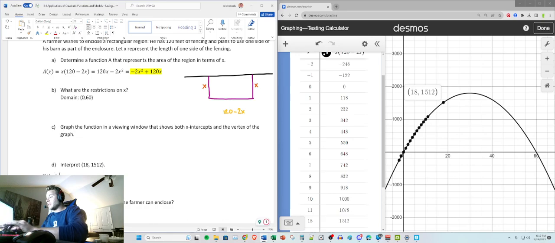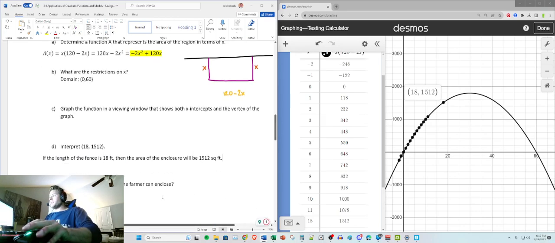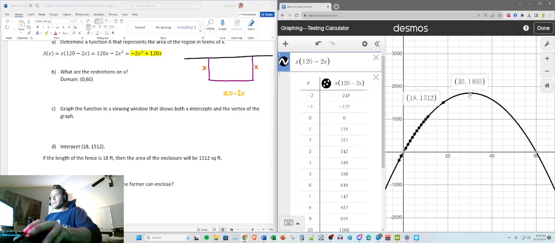If the length of the fence is 18 feet, then the area of the enclosure will be 1,512 square feet. Okay, that's what that's telling us. All right, what is the maximum area the farmer can enclose? Well, that would be, let's see, where's that vertex?